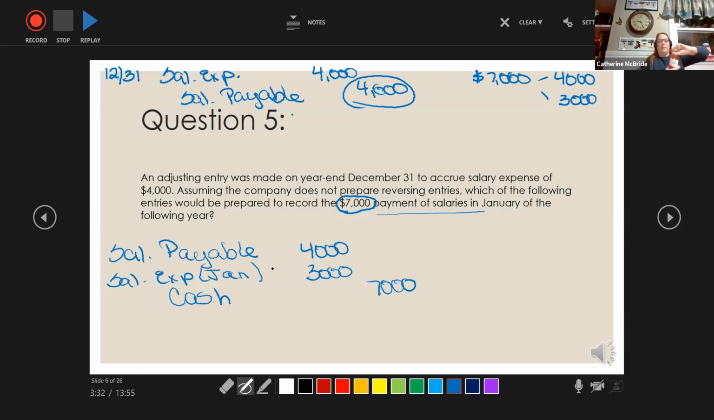Does that make sense? Is that also debited too? Yeah, because it's salary expense. Do we increase an expense with a debit or a credit? We increase an expense with a debit. So it's going to be a debit. Plus, the other reason you know it's a debit is because you have to have a debit to balance, and debits and credits always equal each other. Make sense? Yes. Gives you kind of two ways to think about it.